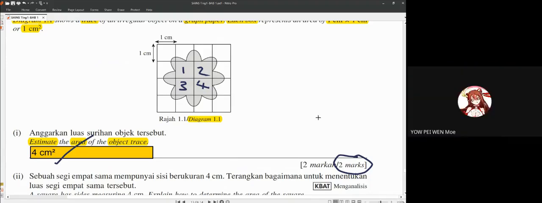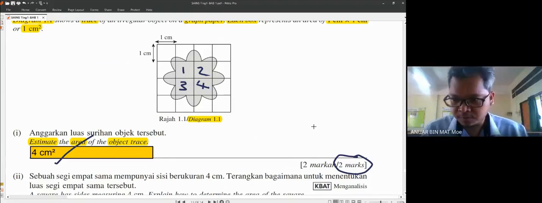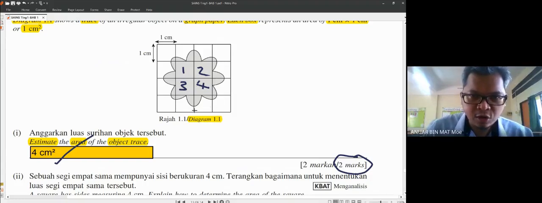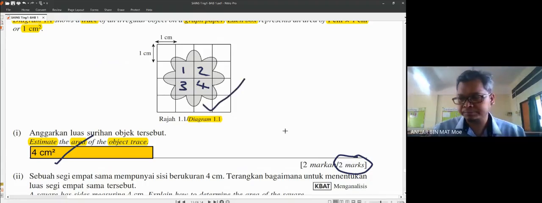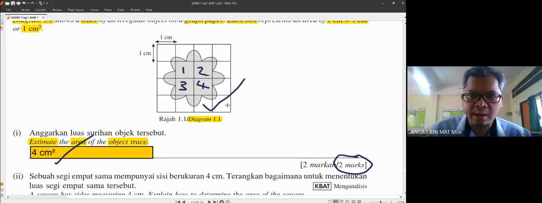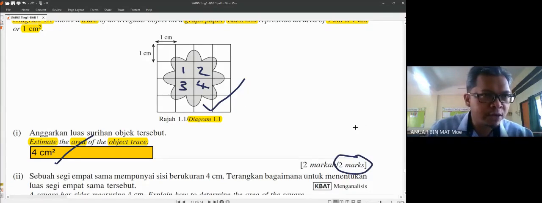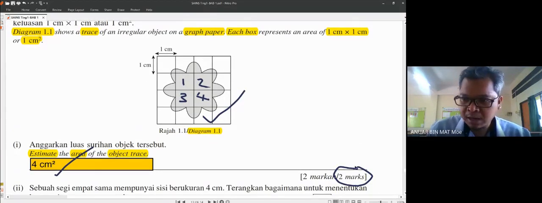The unit? No. The other mark is here, when you tick the area here. This is another mark. Do you understand me? That's why it carries 2 marks. Do not leave the area here empty. You must trace it, you must tick the area in order to get one additional mark, because the total mark for question 2A1 is 2 marks. So this is the first mark here, and this is another mark.